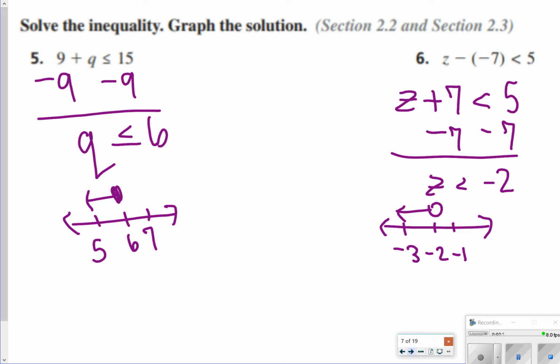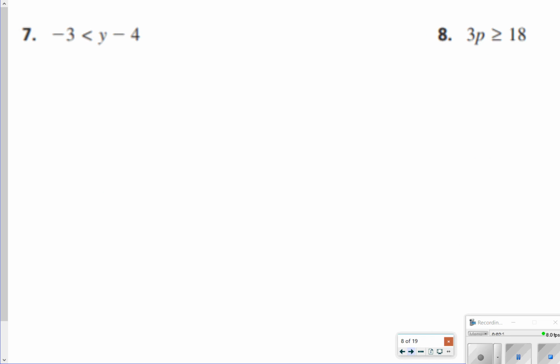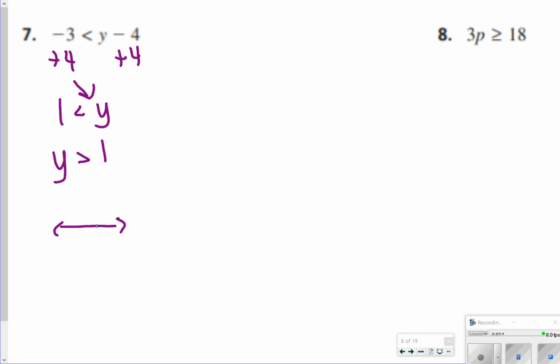For number 7, you're going to be adding 4 to the other side. So we'll have negative 3 plus 4 is 1. So 1 is less than y, but remember, it'd be best if y was written on the left side. So 1 is less than y is the same thing as y is greater than 1. And notice that the alligator is eating the y still, so I just flipped that around, kind of like if you saw the mirror reflection. To graph y is greater than 1, for number 7, we have an open circle above the number 1 pointing to the right.